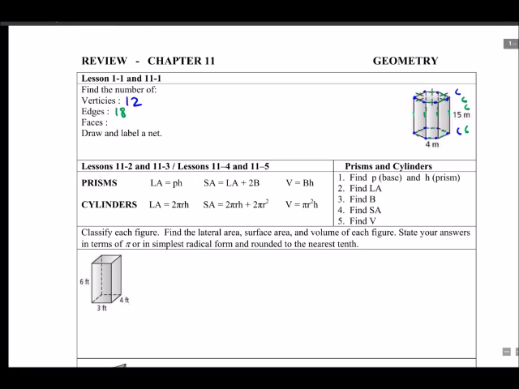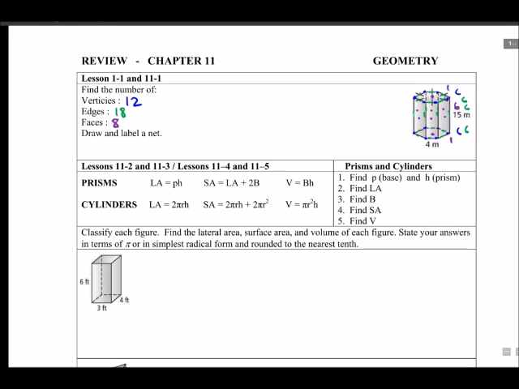And then our faces, there's 1 on the top, 1 on the bottom, and then 1, 2, 3, 4, 5, 6 around the middle. Again, not a surprise because it's a hexagonal prism here. And so that makes 8 faces. That was easy enough. And if we look at our Euler's formula here, 12 plus 8 is 20, 18 plus 2 would be 20. So good to go on that.